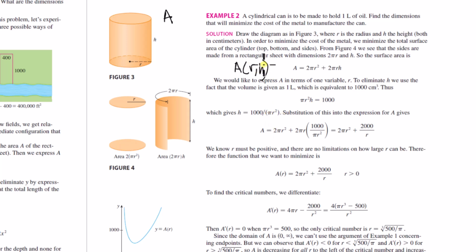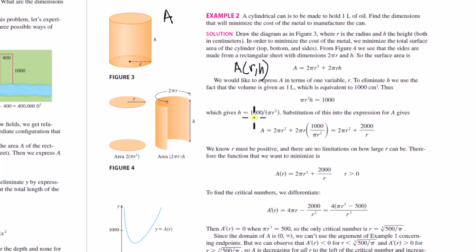Next step, you go back to the original word problem, and there's going to be something in it that allows you to relate the input variables to each other so that you can make the variable to be optimized a function of a single variable. Coming back to the word problem, it says a cylindrical can is made to hold 1 liter of oil. What's the volume of the can? That's pi r squared times h. So pi r squared times h is equal to 1 liter, which they put in cubic centimeters: 1,000. With this, you can solve for r as a function of h or h as a function of r and then convert.